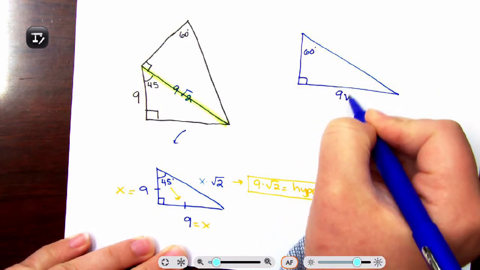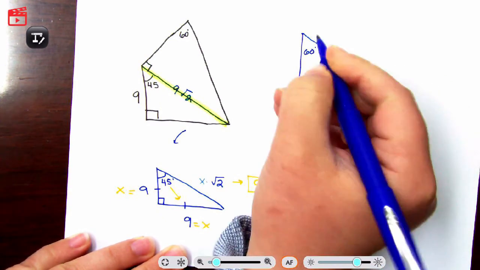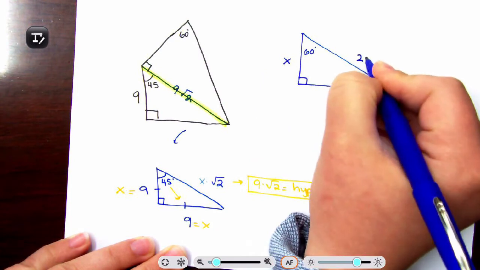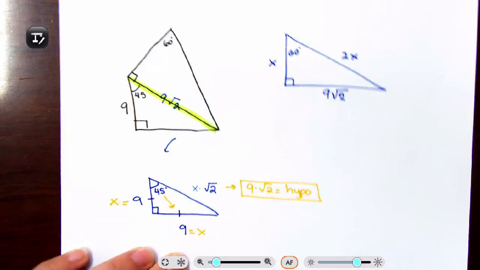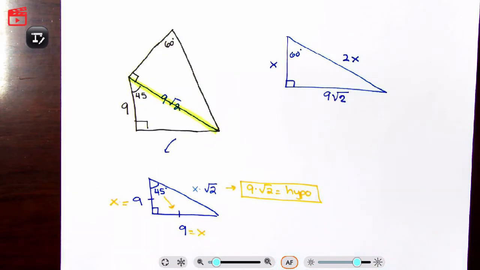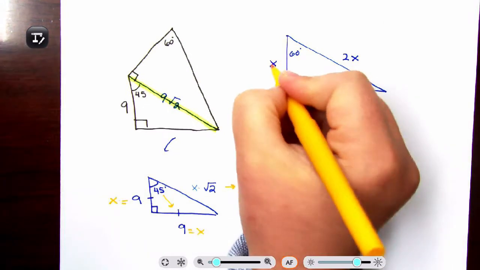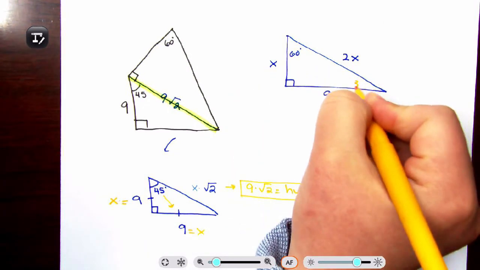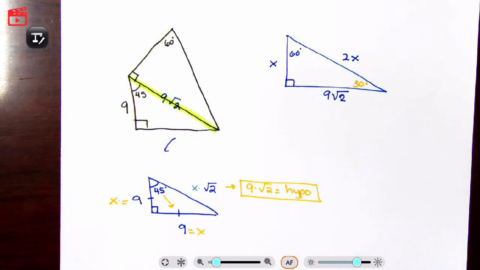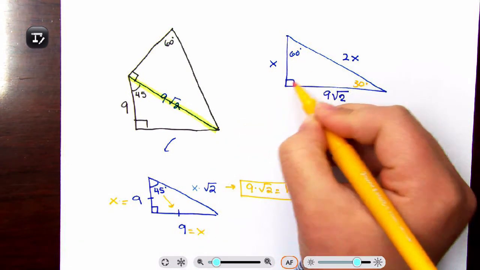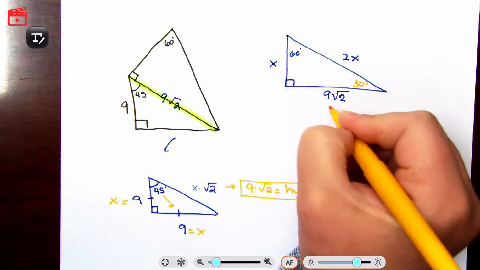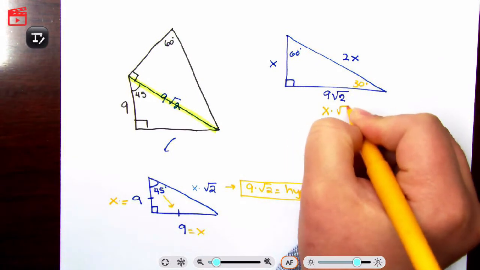This long leg is also 9 root 2. Here's your x and here's your 2x for the 30, 60, 90 triangle. Now again, let's mark it up with what we know. We know that the leg across the street from the 30-degree angle is an x. We know that the hypotenuse is 2x. We know that the long leg is x times root 3.